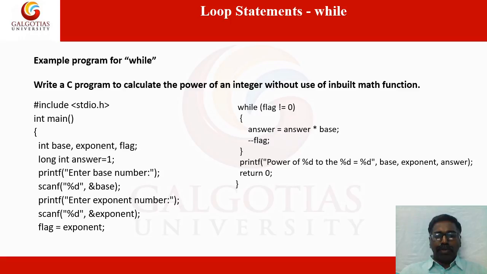Now your output is going to be displayed. Enter the base number as 2 and the exponent number as 5, and according to the supplied values, 2 power 5 is calculated by means of this while loop, and then the output is displayed here as 32.